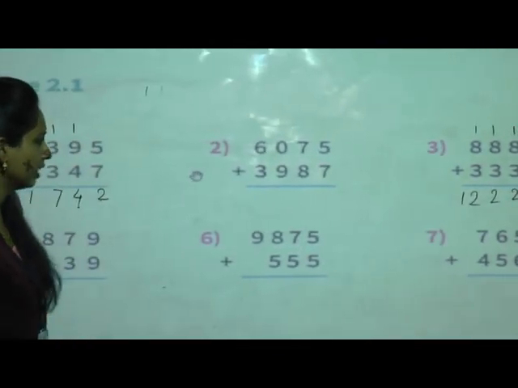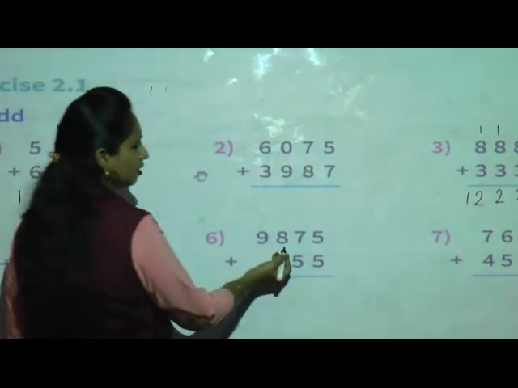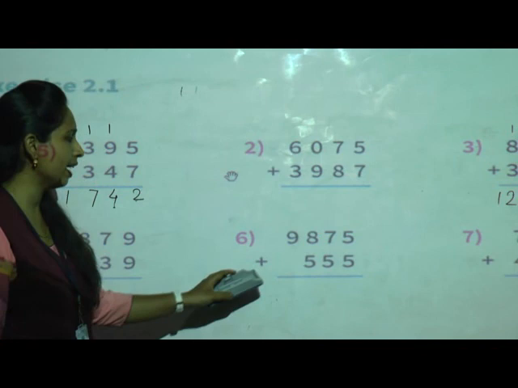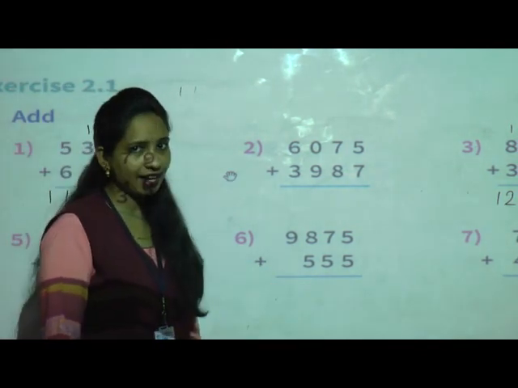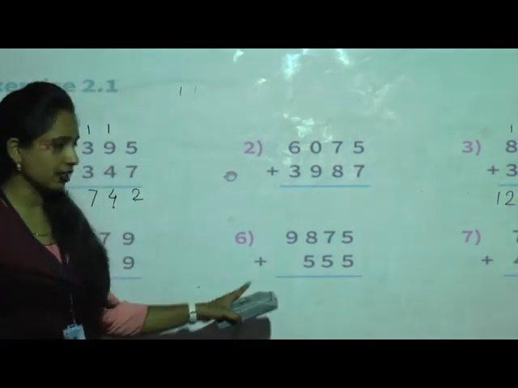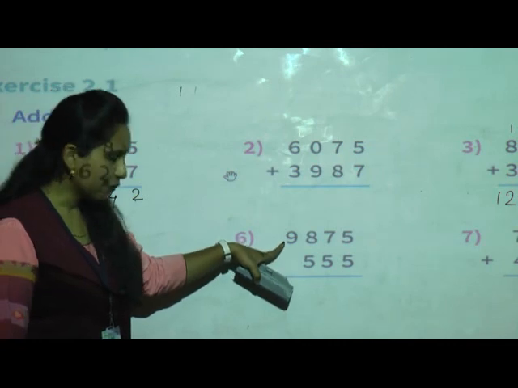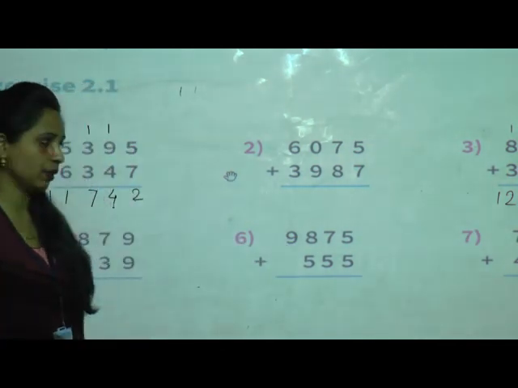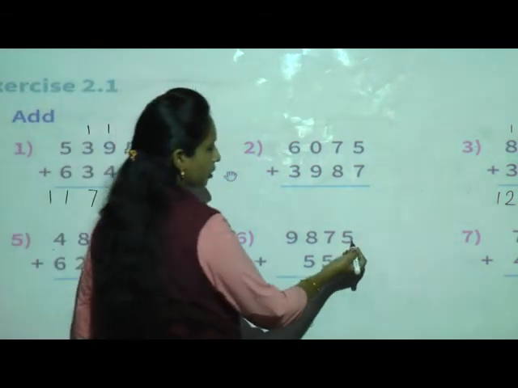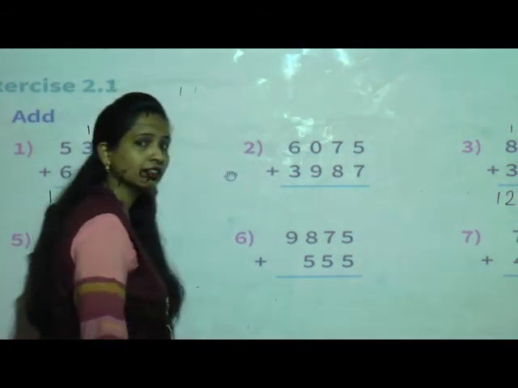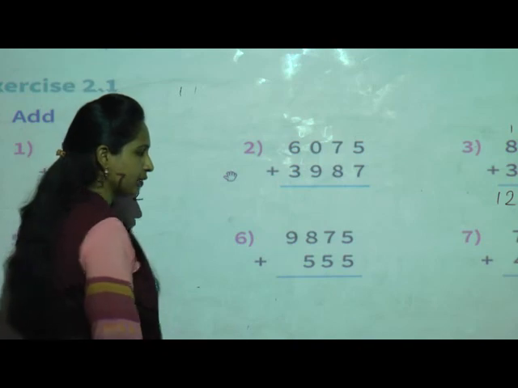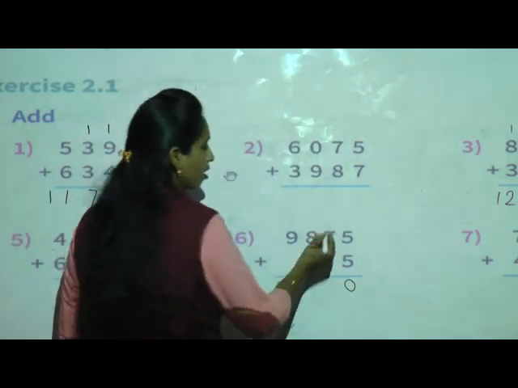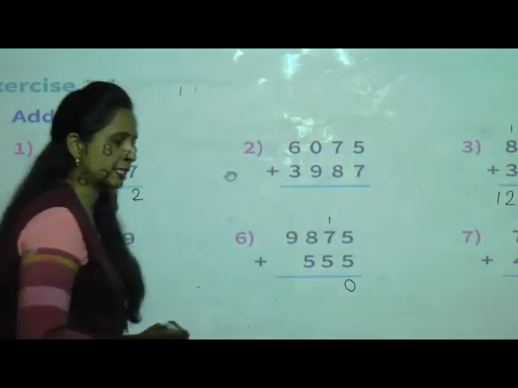What is the 6th one? 9,875. And we have to add to that number 555. Now here you see, one 4-digit number is there, one 3-digit number is there. Okay. Now we will do the addition. 5 plus 5. Yes students, tell me 5 plus 5, 10. So how will we write? 0 on the ones place, 1 will carry to the tens place.